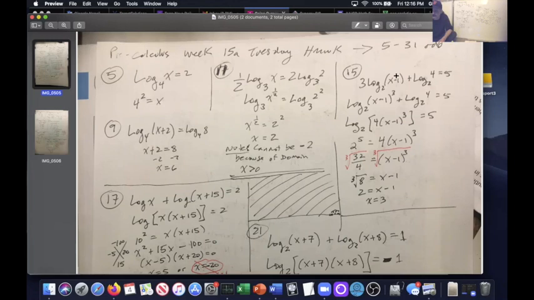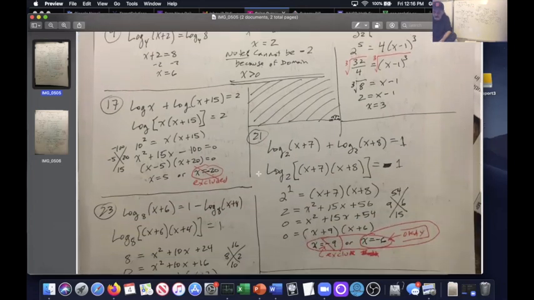Okay, and then 15, you want to go ahead and use the properties of logarithms, so the power property and then the product property. And once you do that, then you can switch it to the exponential. So 2 would be the base, 5 would be the exponent, and that's what equals the value. And then here, divide by 4 first, and then take the cube root.